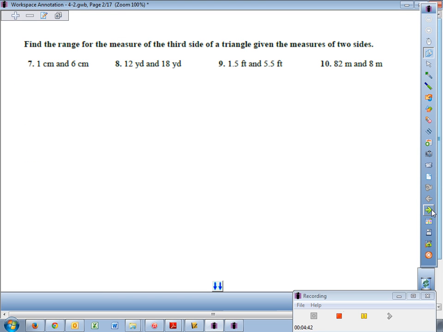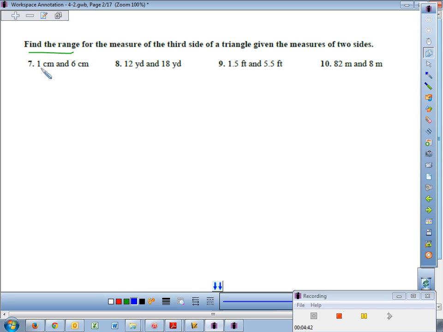Find the range for the measure of the third side of a triangle given the measures of the two other sides. Find the range. So a whole range of numbers, if you will, for the measures of the third side of a triangle. Let me draw this, sketch a picture. It's the old when in doubt, sketch it out kind of situation.